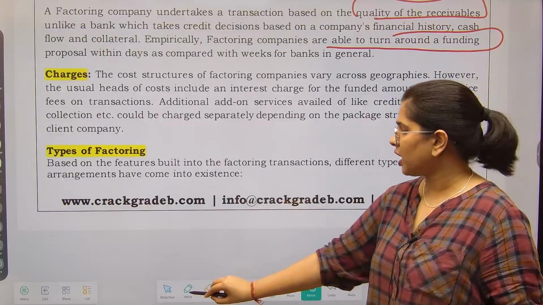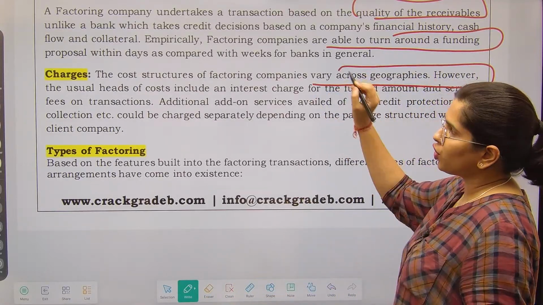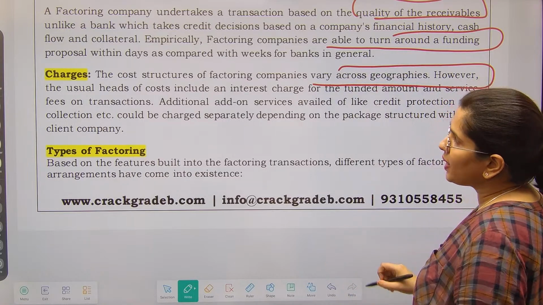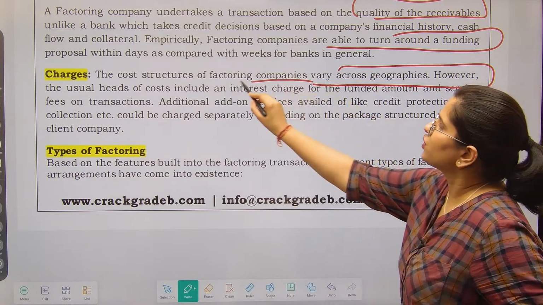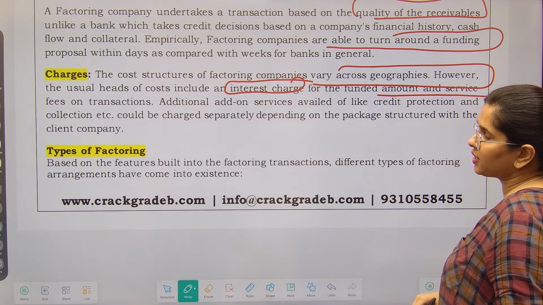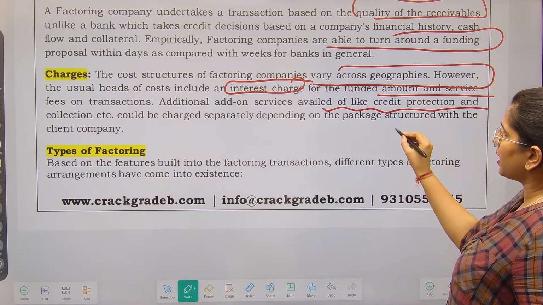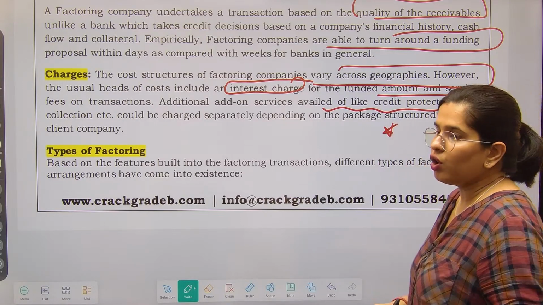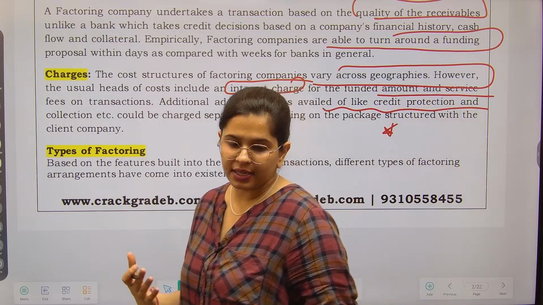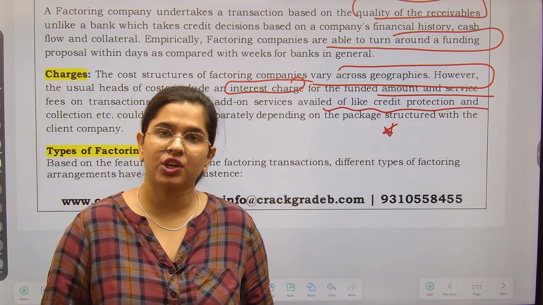Now talking about the charges. The cost structures vary across geographies, right? The usual heads of cost include the interest charges for the funded amount as well as the service charges. Additional add-ons like credit protection and collection could be charged separately. So for the services that a factor is providing, the factor is going to charge an amount. Service charges will be there.